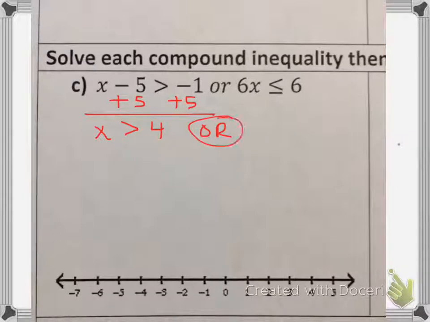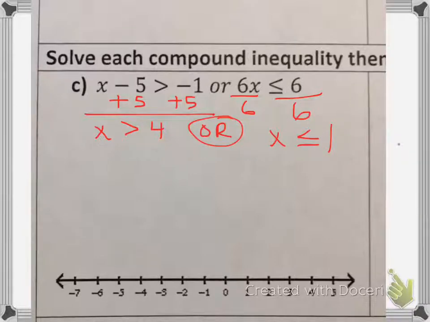I have an OR sign here, so I know I'm doing an OR, which means my graph should be going opposite directions almost always in that case. And then over here I have 6x is less than or equal to 6. This is not solved either. To get the 6 off of the x, I have to divide both sides. So I get x is less than or equal to 1, because 6 divided by 6 is 1.